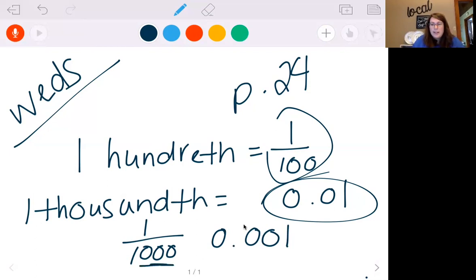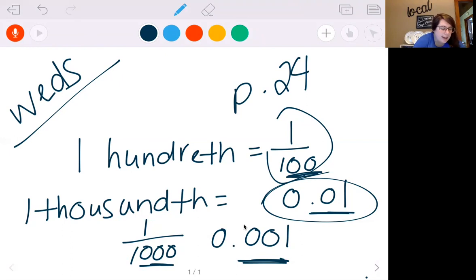So look at right here where we have the thousand. 1,000 has 3 zeros at the end, and then in decimal form, it has 3 places after the decimal. So that's an easy way to remember what the places are in the decimals. Same thing for hundredth: 2 zeros in hundredth, 2 decimal places after the 0.